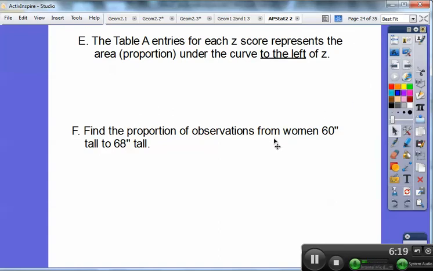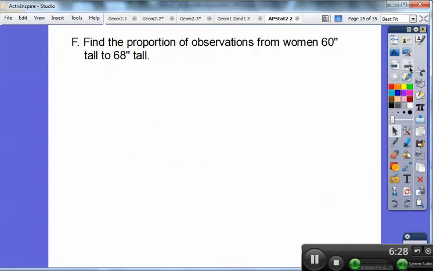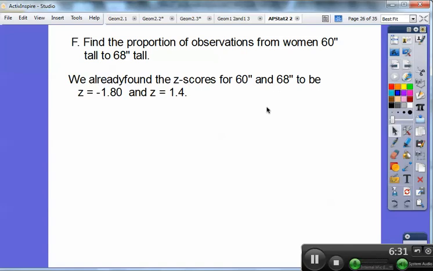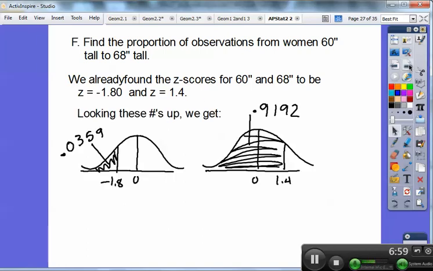Find the proportion of observations from women 60 inches tall to 68 inches tall. Well, we found z-scores for this one just a little bit ago, so I just moved it up. The z-scores were negative 1.8 and 1.4. Negative 1.8 is right on the inside cover. Go down to negative 1.8, then scroll over to the first column, that's negative 1.80. I see 0.0359. Then turn the page for the positive. Go down to 1.4, and it's 1.40, so I get 0.9192. You guys with me? All right, so there they are right there.